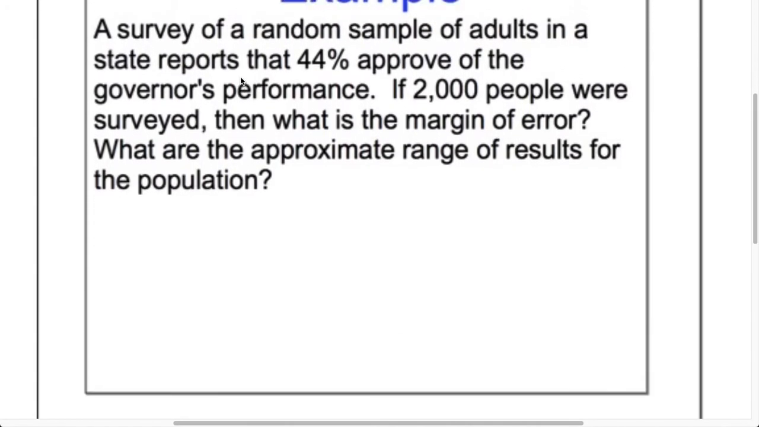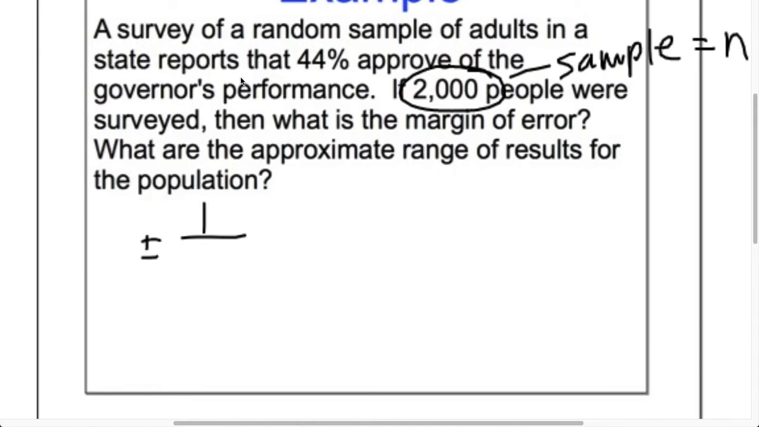Looking at another example, a survey of a random sample of adults in a state reports that 44% approve of the governor's performance. If 2,000 people were surveyed, then what is the margin of error? So again, here is our sample, that is our n. And so I've got plus or minus 1 over the square root of 2,000, and 1 over the square root of 2,000 ends up being about, we'll call it 2.2%.